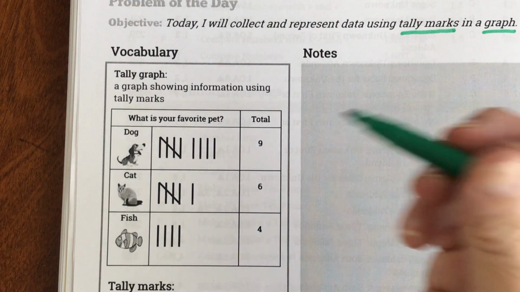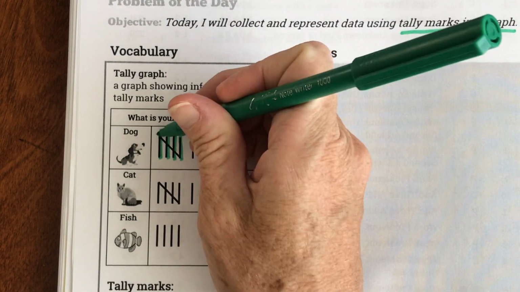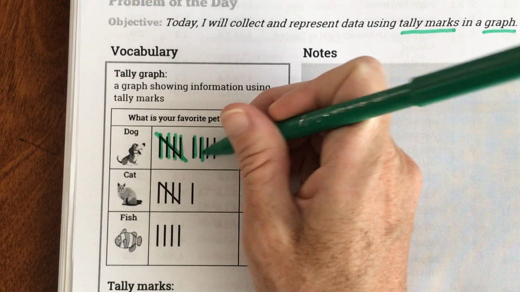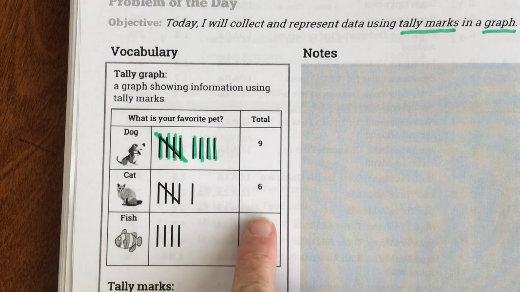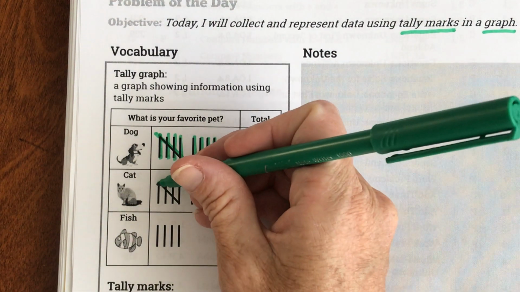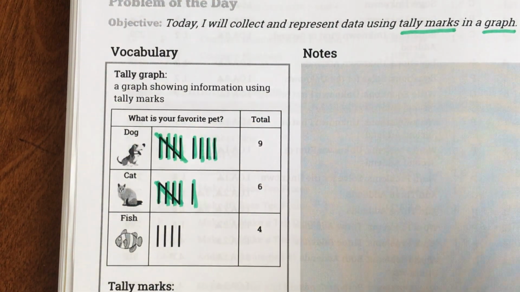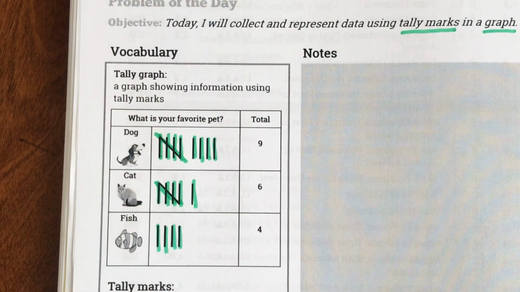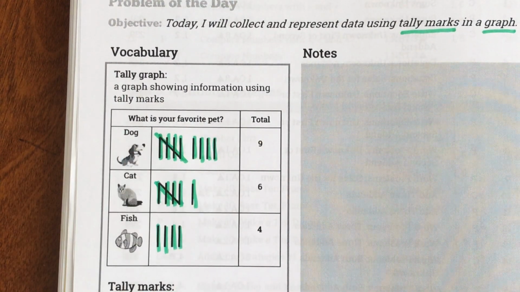So if we look at them, they also show 9 because we have 1, 2, 3, 4, and then 5, 6, 7, 8, 9. So that's where the 9 comes from. Over here, it was 6. So watch, we have 1, 2, 3, 4, 5, 6. And then here we had 1, 2, 3, 4. Okay, so the tally marks are another way to show the numbers.